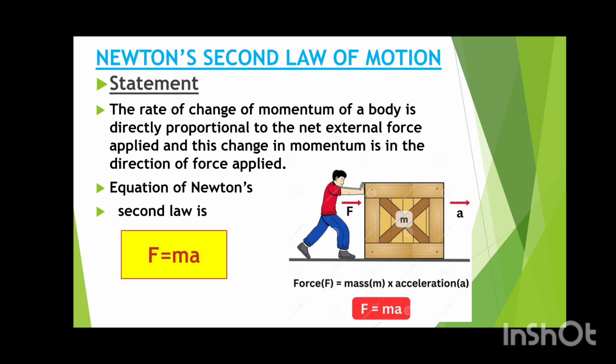Okay, that means if the mass of the body is more, then the acceleration of the body will be less, because mass and acceleration are inversely proportional. That means if the acceleration of the body is more, then the mass of the body is less. Okay, F = ma, Newton's second law of motion.